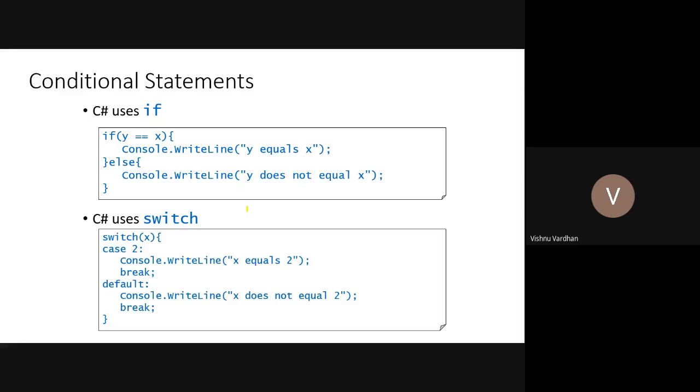So, conditional statements. This is how the if block looks to put your conditions, and there is some else block. If it matches this, then only it goes into this particular block. Otherwise, it will skip to the next block, which is in the else part.